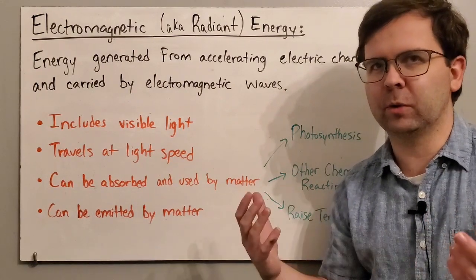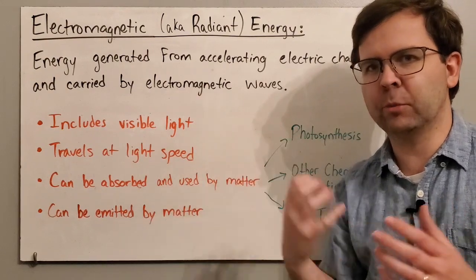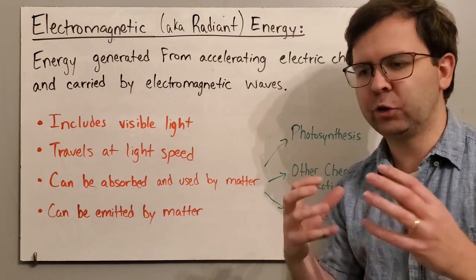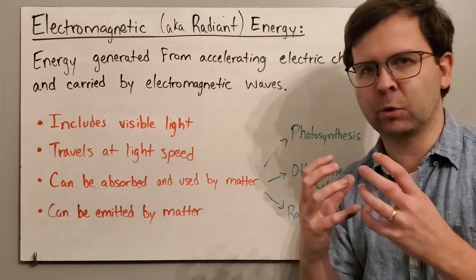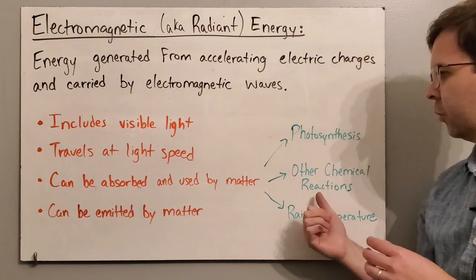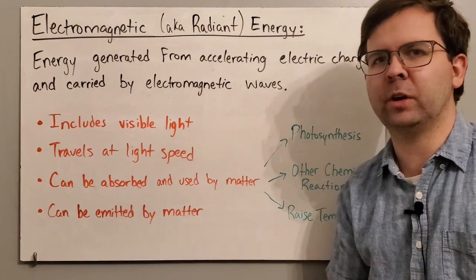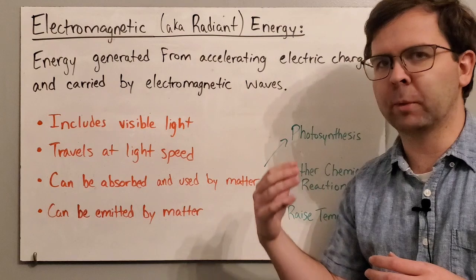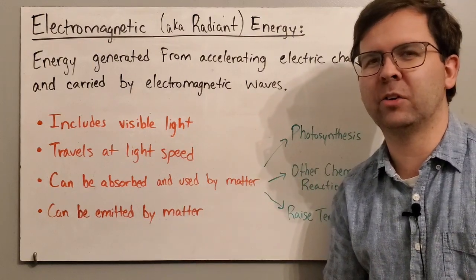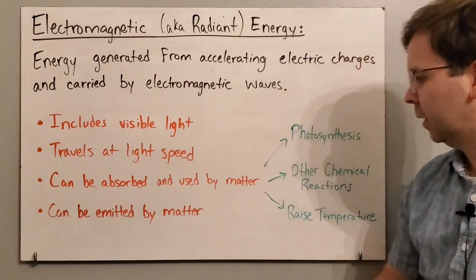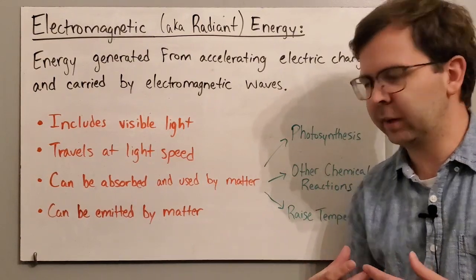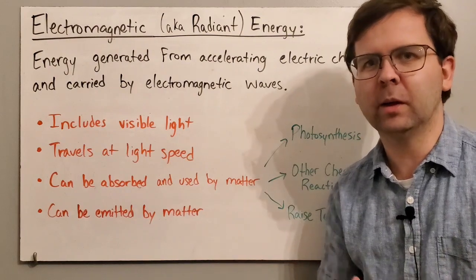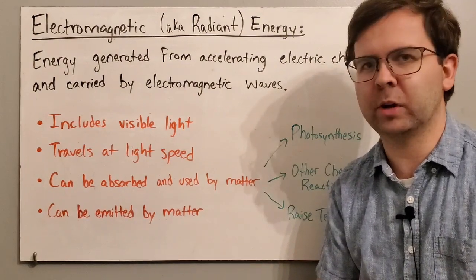Photosynthesis is the most obvious example, where plants will absorb sunlight, electromagnetic energy, and then use that energy from the sunlight to rearrange some molecules and make chemical potential energy out of it. We can also absorb electromagnetic energy in our own skin and use it for vitamin D. We can also absorb it through solar panels and turn it into electricity. And finally, you can just absorb light and raise the temperature of an object. It turns into heat that way. Just absorbing electromagnetic energy can be turned into heat.